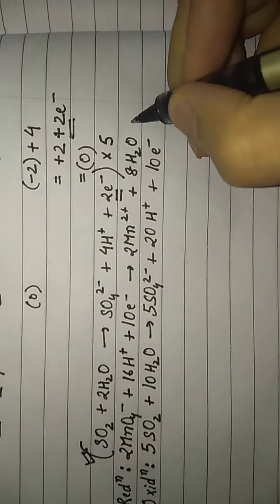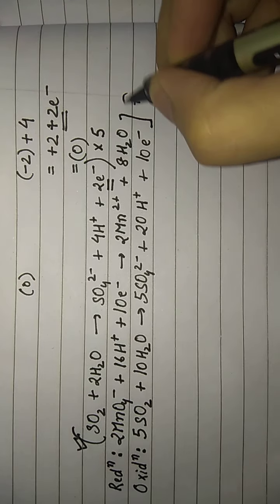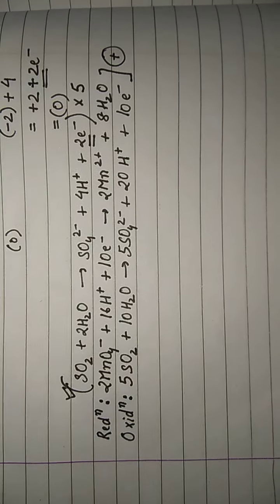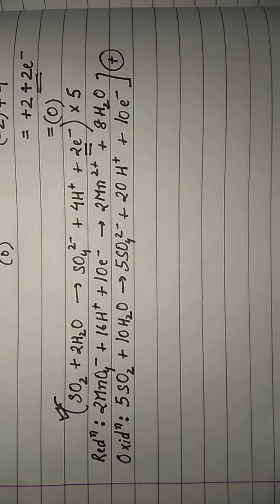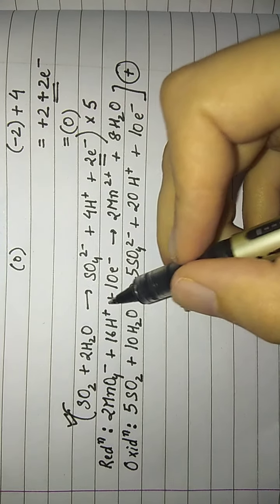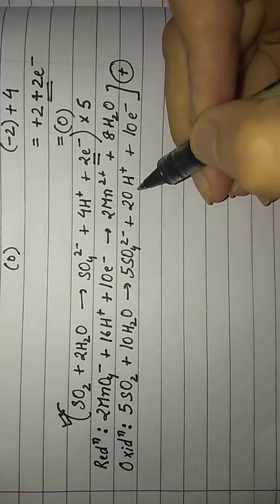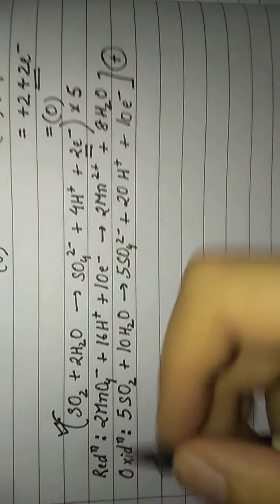Alright. Now the last step is addition of these final equations. You add these two equations. Now how do you add two equations? You simply add the left hand side to the left hand side and right hand side to the right hand side. Alright. Now let us add them.